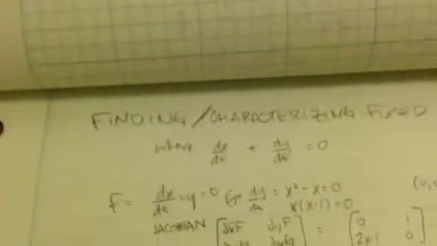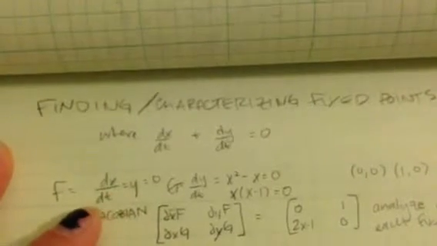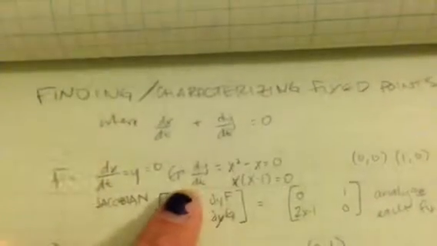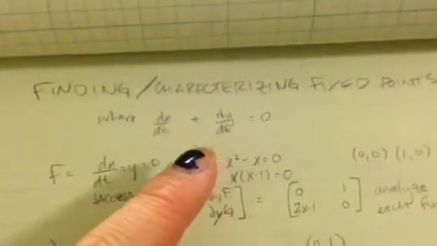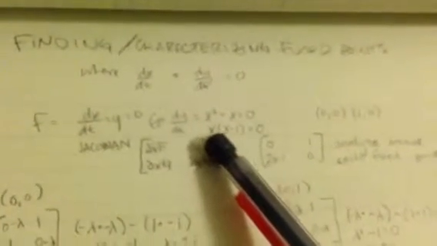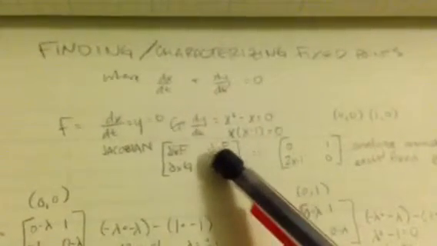So for this example, I have dx dt equals y, so we're looking at where y equals 0, and also dy dt is x squared minus x equals 0. So we're looking to solve those, and we have that here just y equals 0, that's easy. Here x squared minus x can be simplified to x times x minus 1. And so our fixed points are 0, 0, and at 1, 0 because of that.